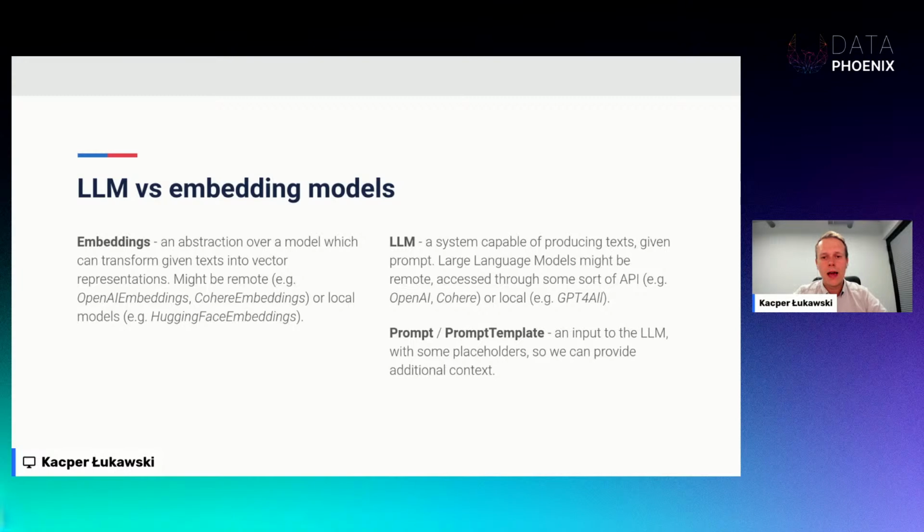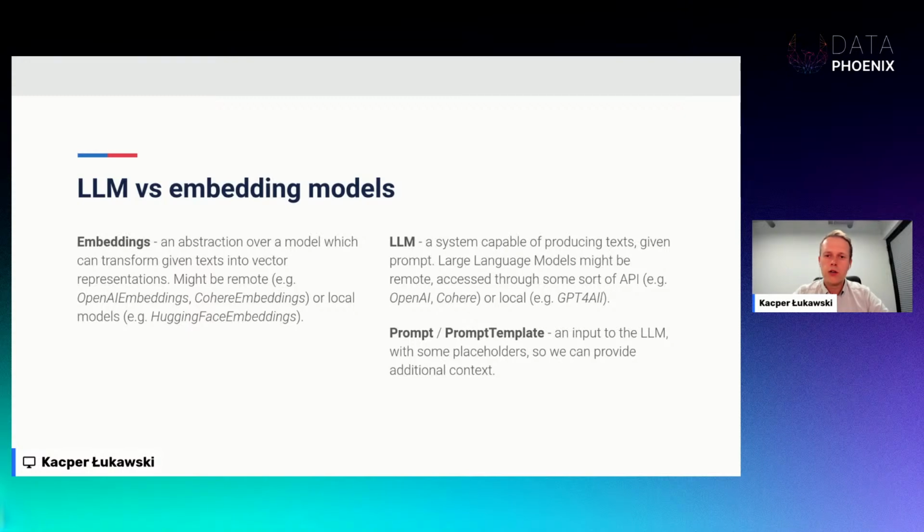Companies like OpenAI or Cohere expose those embedding models as an API, but there are also local models that you can run on your own environment, or at least host on your own. Think about Hugging Face embeddings, etc. There are also LLMs, so large language models.